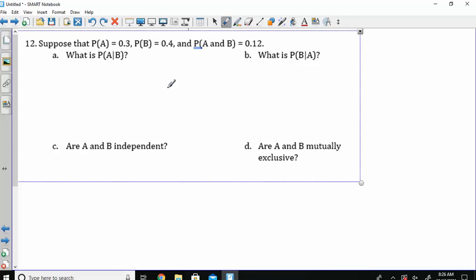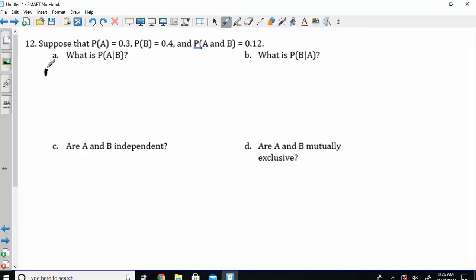Number 12. We are still using formulas here, just practicing with our formulas. I have A and B separately. So probability of A given B. If you want to use that multiplication formula, if you want A given B, which probability do I have to multiply by first? B.